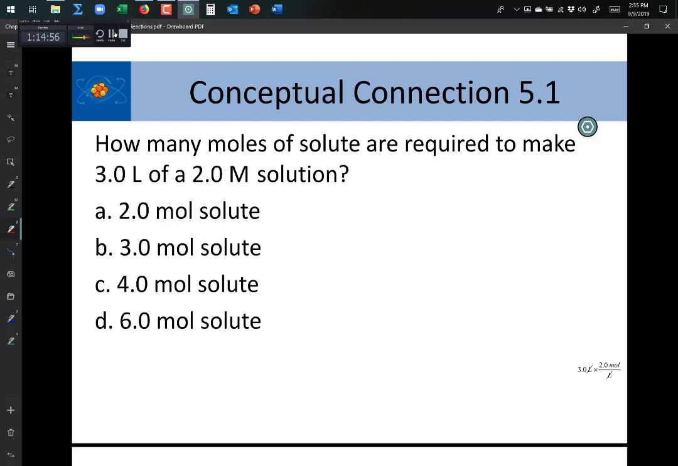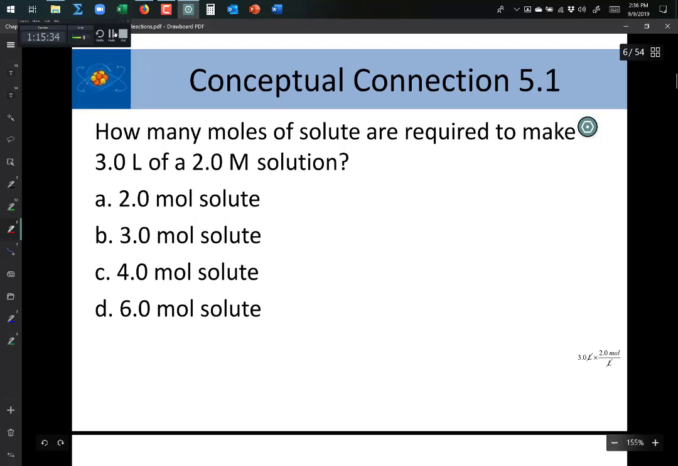Okay, so let's say you wanted to make 3 liters of a 2 molar solution. How many moles of salt do you need? Let's do it conceptually, actually. This one's pretty easy. How many moles are there in each liter? It says you want 3 liters of a 2 molar solution. There are 2 moles per liter, and you have 3 liters, so you still need 6 moles of substance.